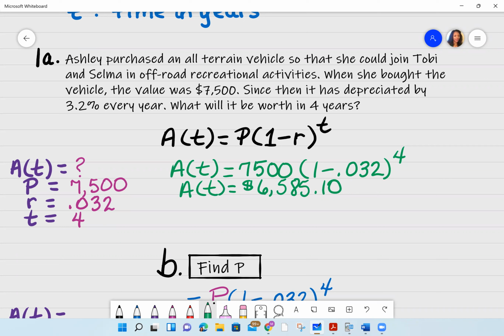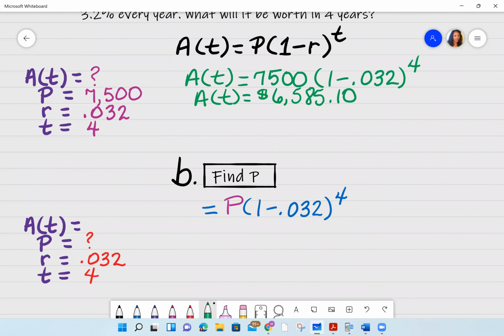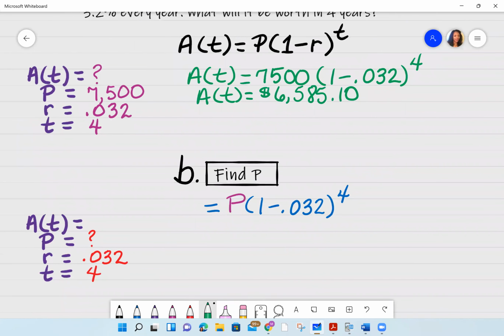Well, if you've been looking at these videos, you realize that I am taking the same scenario and I am trying to find every one of the variables that's shown. So for the next one, I want to find P. Well, I just said A of t is $6,585.10. And also, just to the side, I always just keep track of my data. You don't have to do this, I just do that.